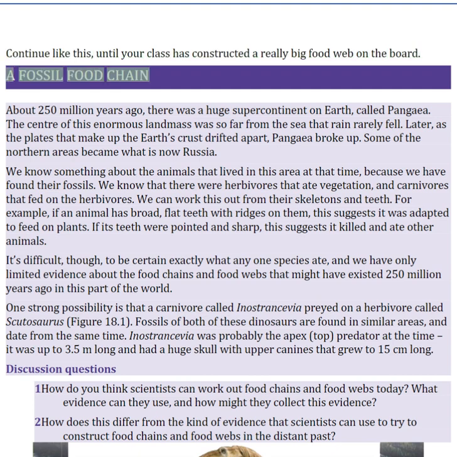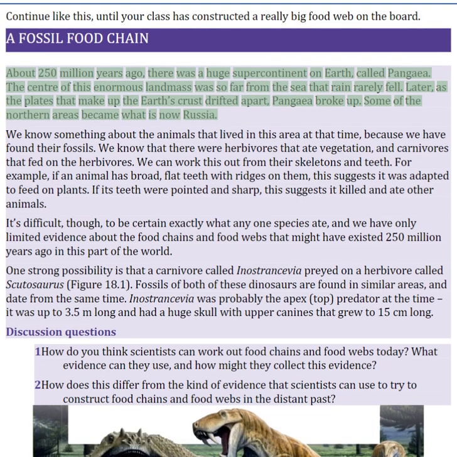A fossil food chain. About 250 million years ago, there was a huge supercontinent on Earth, called Pangaea. The center of this enormous landmass was so far from the sea that rain rarely fell. Later, as the plates that make up the Earth's crust drifted apart, Pangaea broke up. Some of the northern areas became what is now Russia.